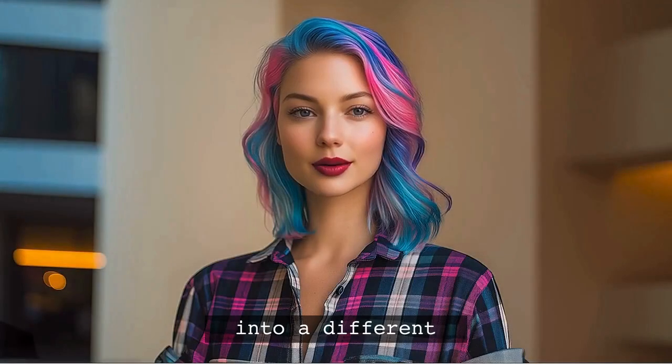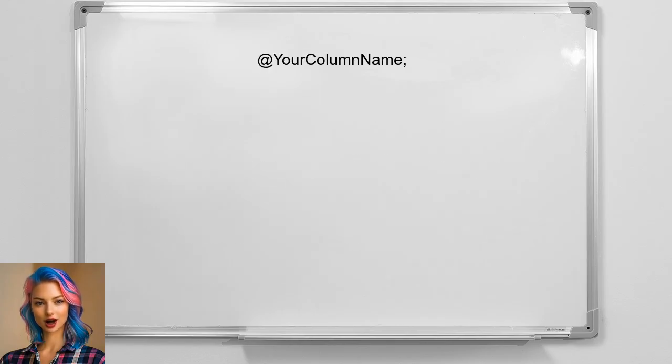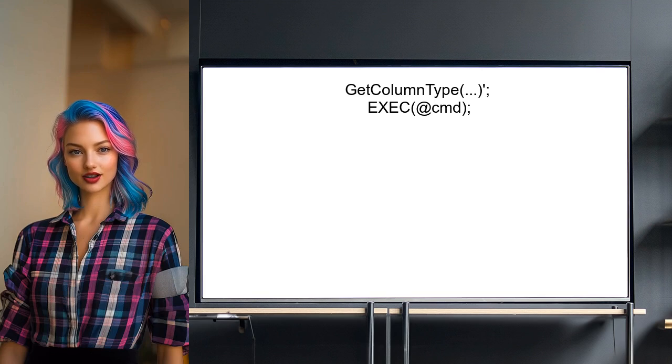Now, let's dive into a different answer from another user. An alternative approach suggested by a user involves querying system catalog views instead of using information schema. They recommend using a SQL query that joins sys.columns, sys.objects, and sys.types to retrieve the column type directly. Additionally, the user provides a more complex solution using a common table expression, or CTE, to create an inline table-valued function. This function can return the data type of a specified column from a specified table.